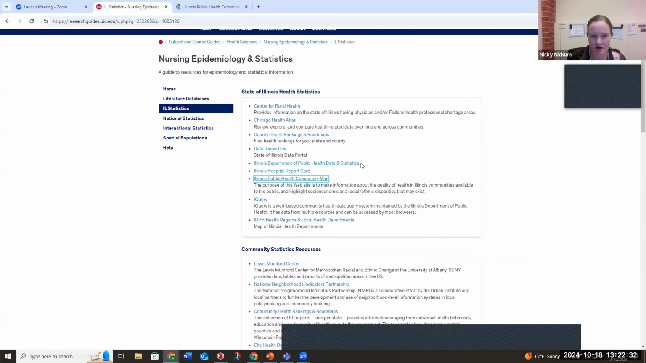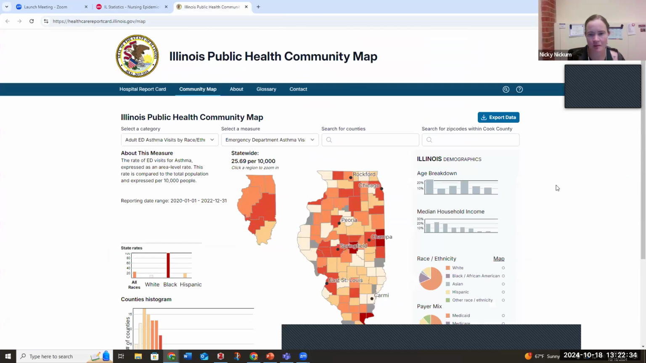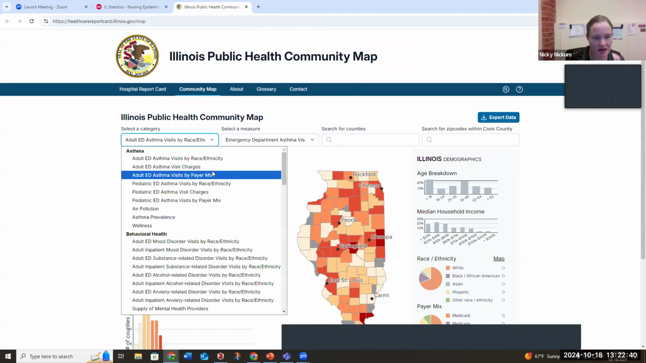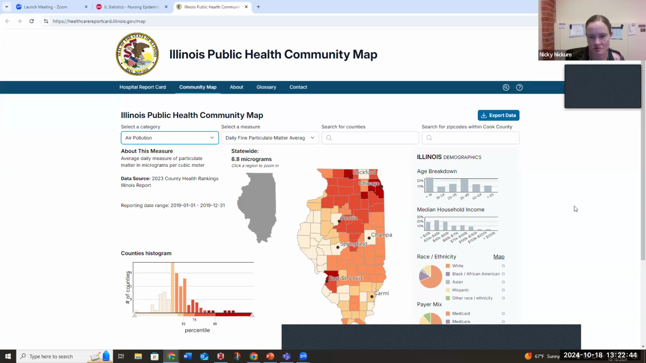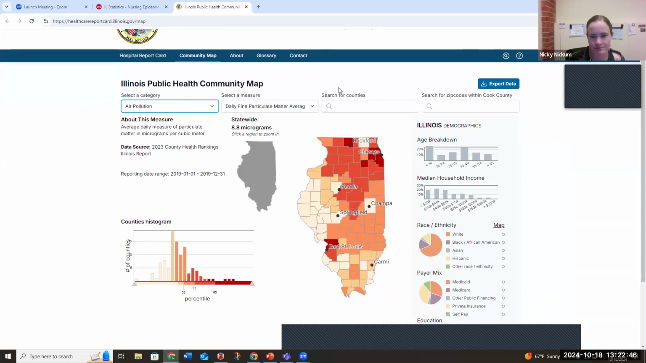We look at the Illinois Public Health Community Map. This is a heat map, so we can look at a lot of different things. So let's say I want to know air pollution. This is broken down by county. So you can see, as expected, Chicago, pretty bad air pollution. It's a large city. Over by St. Louis, not great either. And the more rural areas have less of a problem.